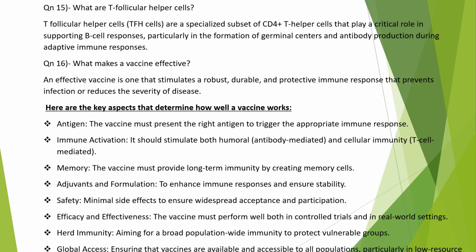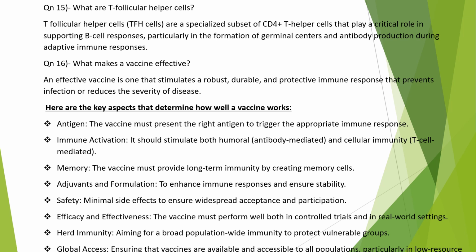So T follicular helper cells are specialized subtypes of CD4 T helper cells that play a crucial role in supporting the B cell responses. They actually just play a role in supporting the B cell responses, since we are talking about the interaction between the T helper cells and the T cell activation and the B cell activation.